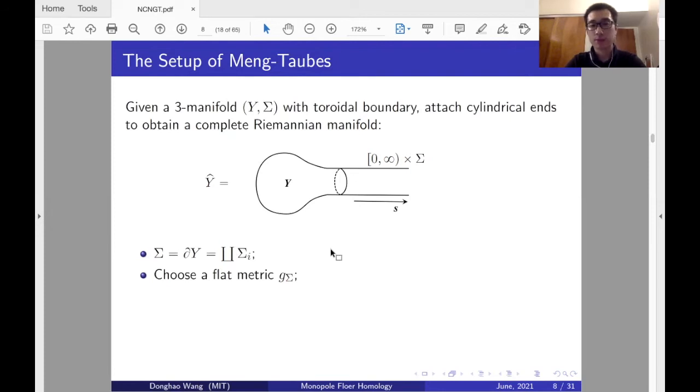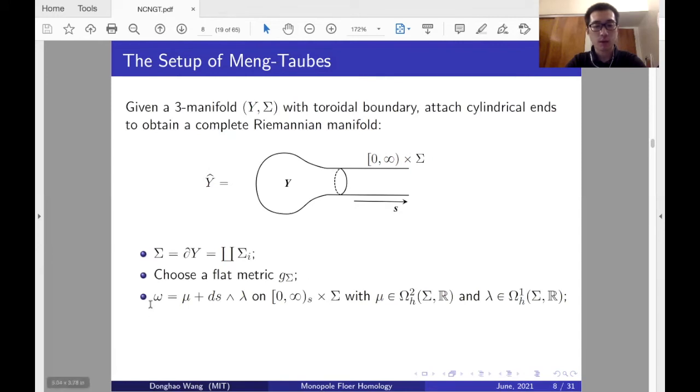The second step is to specify the two-form omega, and in our case, we want this two-form omega to have the standard shape mu plus ds wedge lambda over this cylindrical end. Here, s is the spatial coordinate for this cylindrical end. Mu is a harmonic two-form on the surface, and lambda is a harmonic one-form.